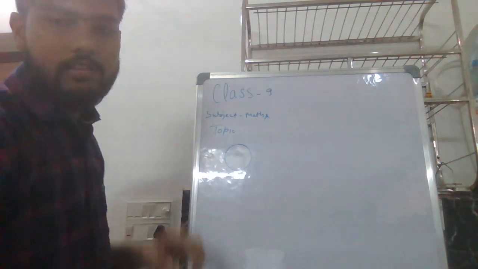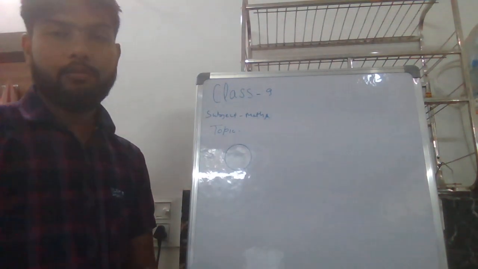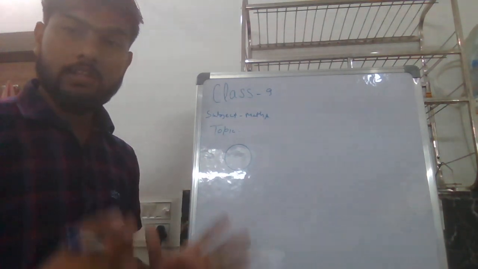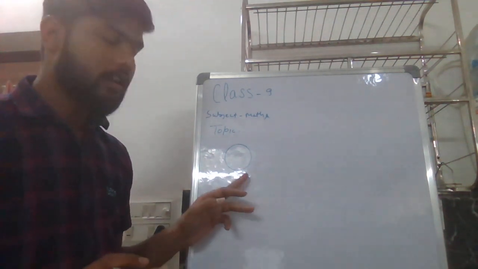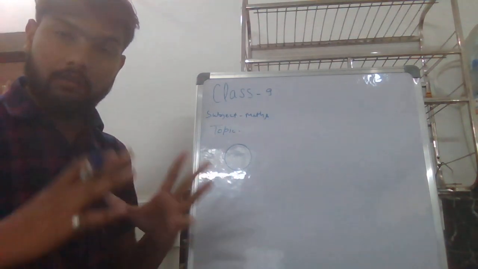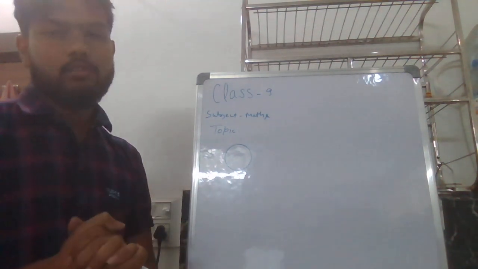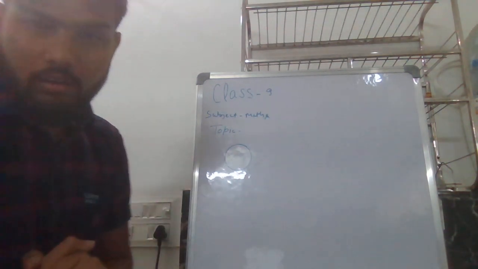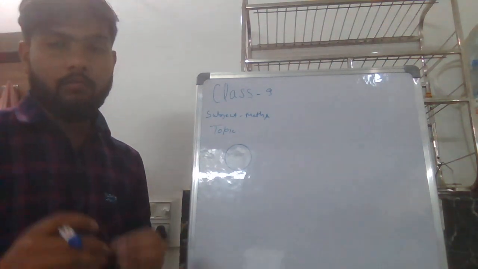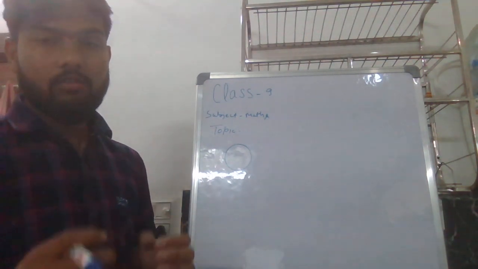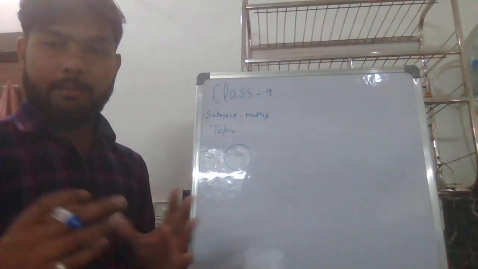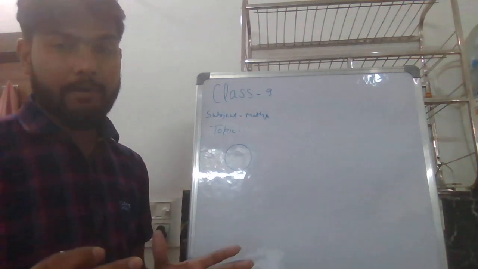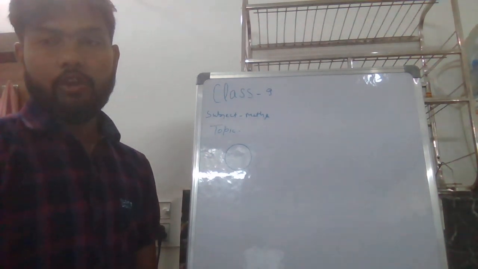Okay, I have drawn a circle. Now you have to tell me the components of the circle one by one. You have to tell me what is circle, radius, chord of the circle, diameter, arc, circumference, segment, and sector.